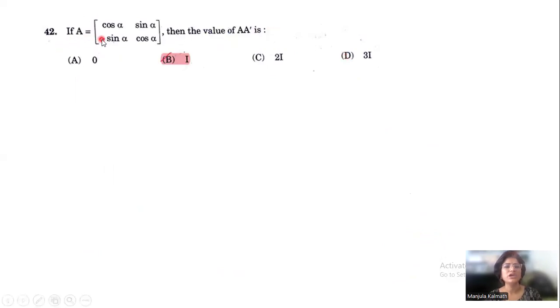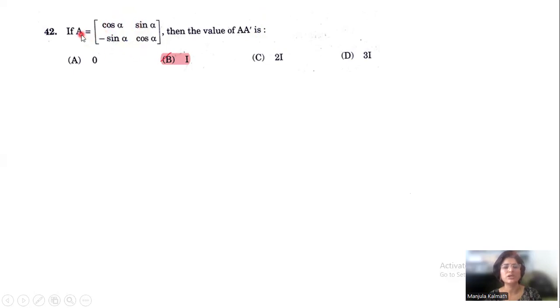Here, if A equals the given matrix with cos alpha, sin alpha in the first row and minus sin alpha, cos alpha in the second, then what is the value of A into A dash? Given this matrix, A dash or A complement is the transpose of the matrix. To find the transpose of matrix A, we just interchange the rows and columns. So A complement equals cos alpha, minus sin alpha, and sin alpha, cos alpha, interchanging rows and columns.